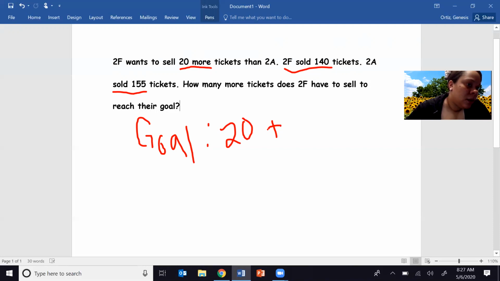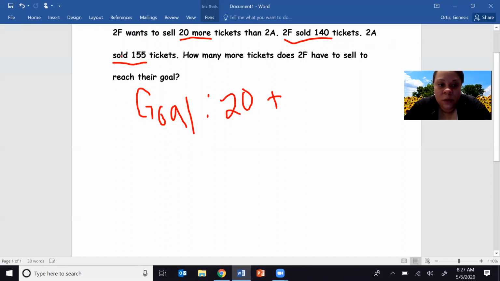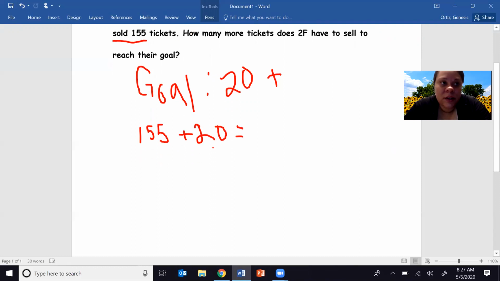20 more than 2A. So to solve this, we would have to get 2A's total, which is 155, plus 20 to see what the actual number is for their goal, right? We need to get the actual number of the goal. We know that they want 20 more than 2A, but we need to figure out how much it is. What is 20 more than 2A's total? So 155 plus 20.